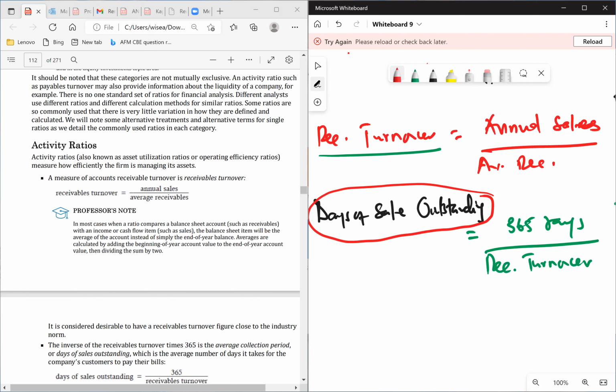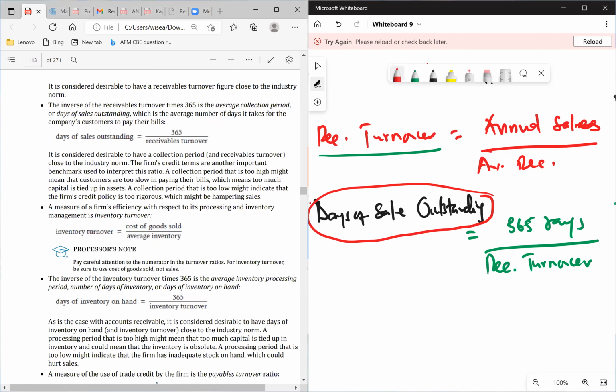And you have to compare it to other companies to make sense of it. So in your questions, there will be a lot of comparison. It will not just be calculation. You may have to calculate for two companies and determine which one is performing better. Then we have inventory turnover. Inventory turnover is cost of goods sold divided by the average inventory. And then we can have days of inventory on hand, how long our inventory is staying in our warehouse.